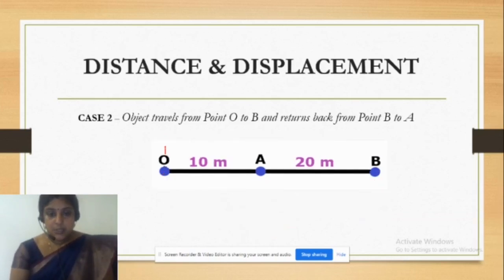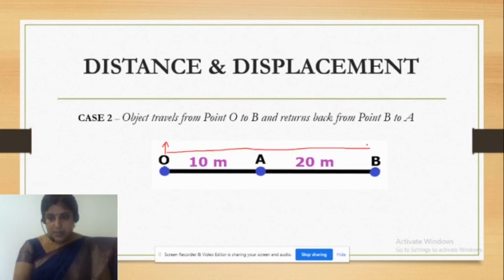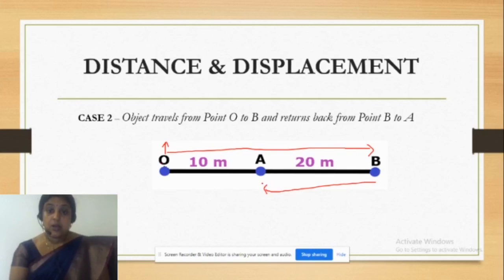Suppose the object starts from point O and travels to point B, and from point B it travels back to point A. Here, what is the total distance traveled by the object? The total distance will be OB plus BA, which is how much? 30 plus 20 equals 50 meters.